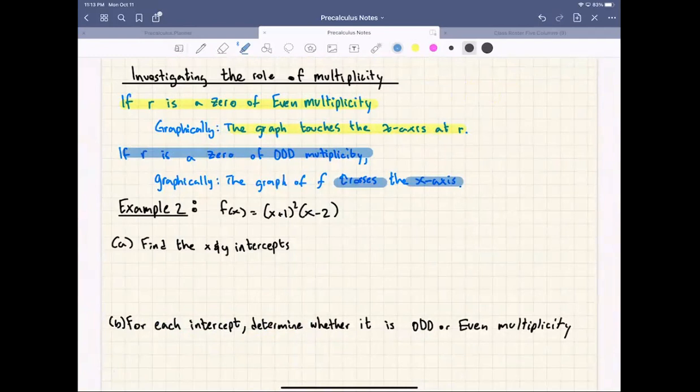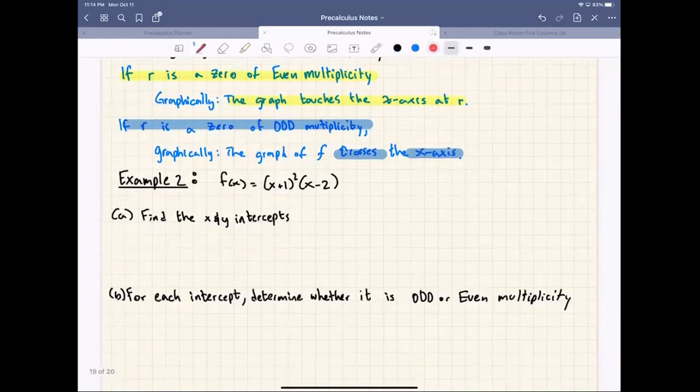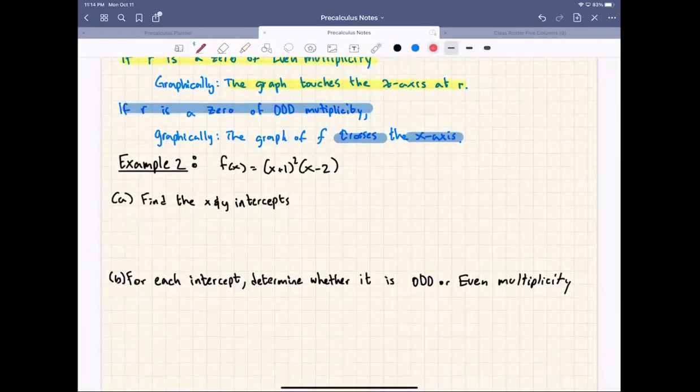Now let's go over some easy stuff that we've done before. It says here, find the x and y intercepts. For the x-intercepts, we're going to do x plus 1 squared times x minus 2 equal to 0. You can split this up: x minus 2 equal to 0 and x plus 1 equal to 0. You don't need to include the square because 0 squared would still be 0, so we just make the inside of the parentheses 0.